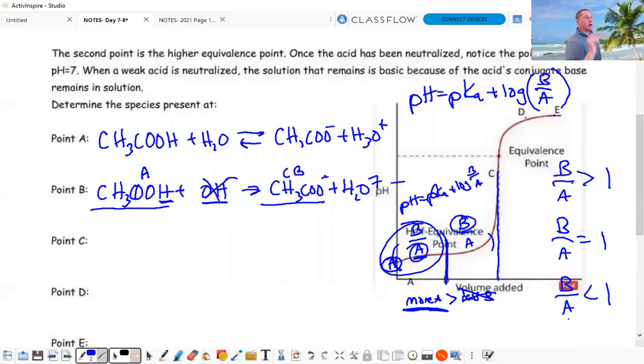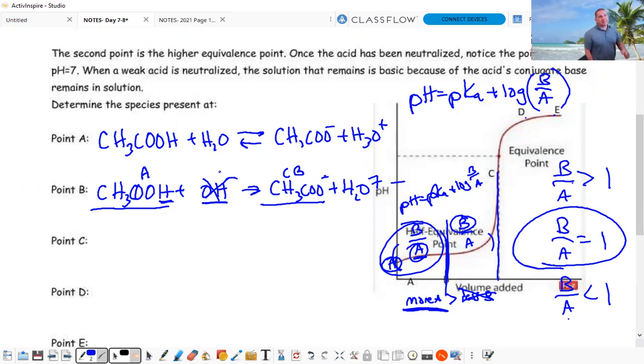Here it would be greater than 1 because now you've passed the half equivalence point. But at the half equivalence point, that's what half equivalence means. At the equivalence point, acid equals base. At the half equivalence point, acid equals its conjugate base.